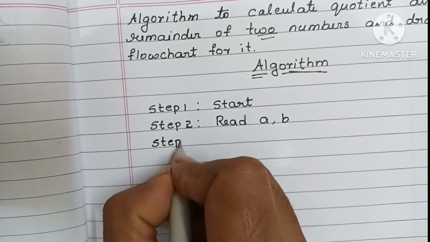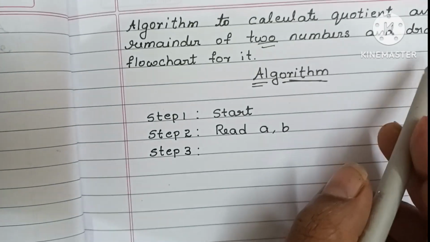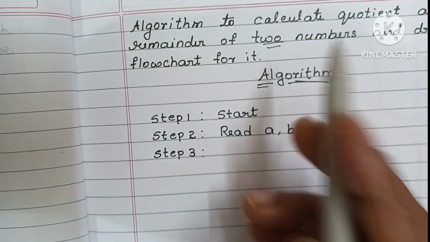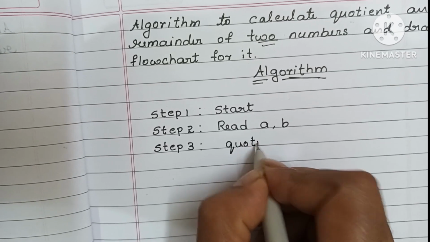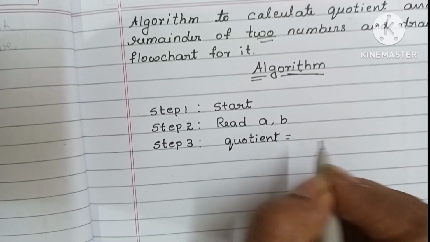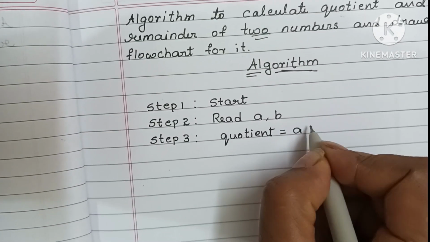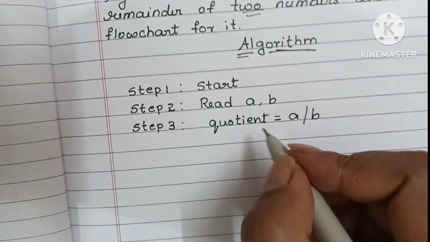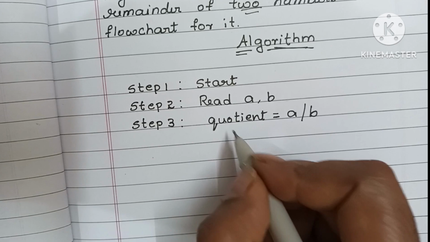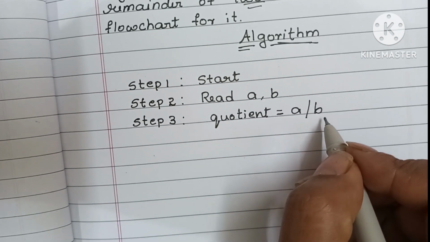In step 3 we have to calculate the quotient. Quotient is equal to A divided by B. A divided by B returns the quotient value.